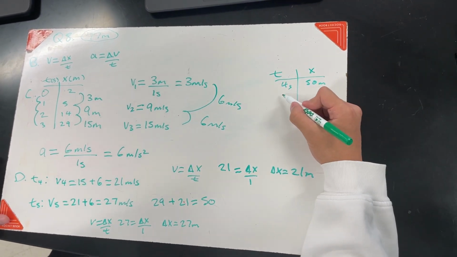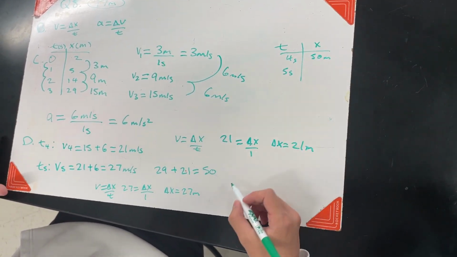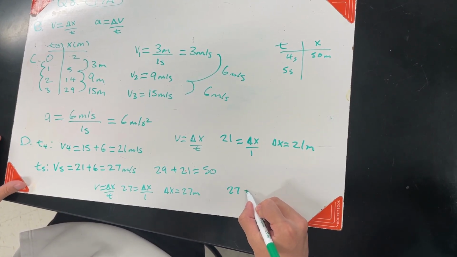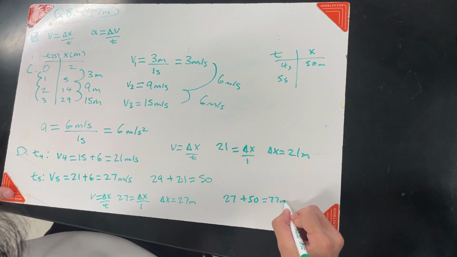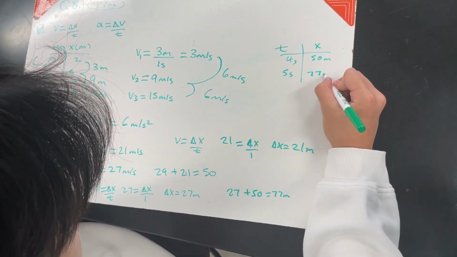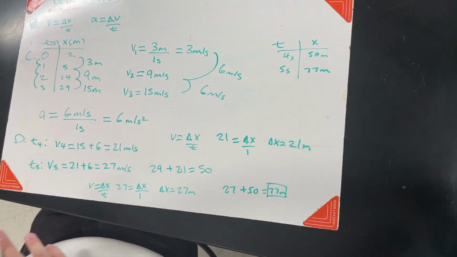And so for time 5 seconds, the x is going to equal 27 plus the previous, which is 50. And that's going to equal 77 meters. And that's how we arrive at the correct answer.